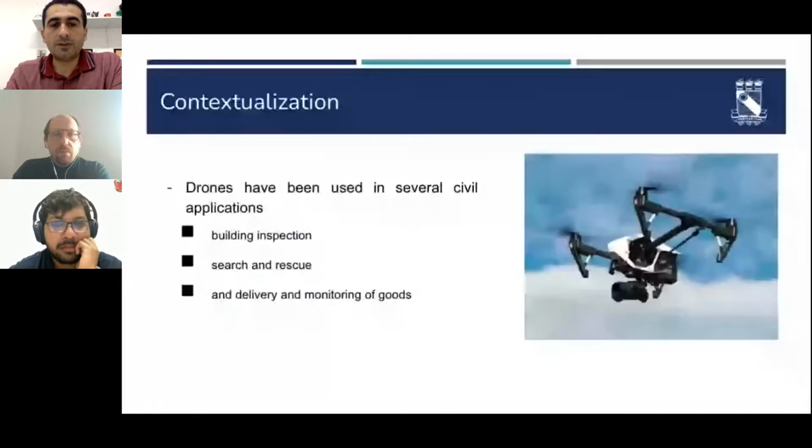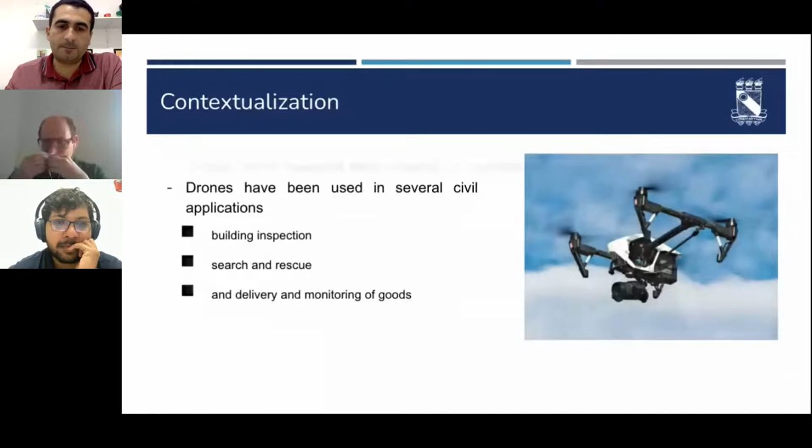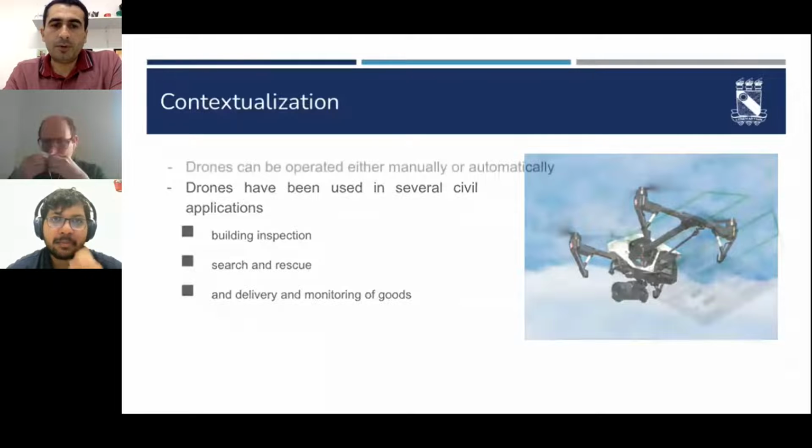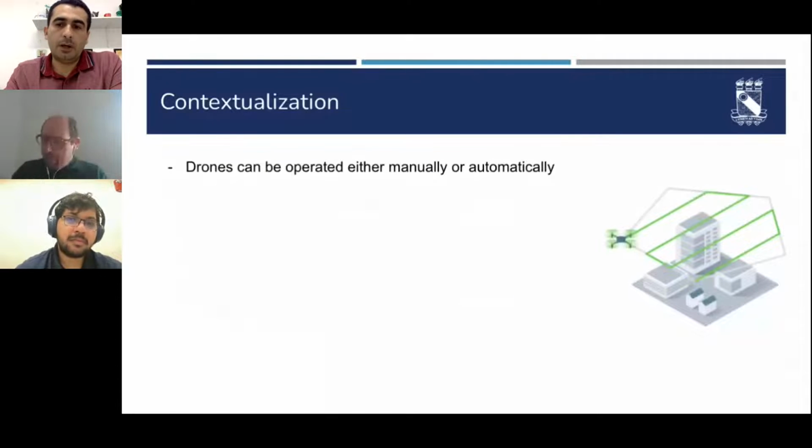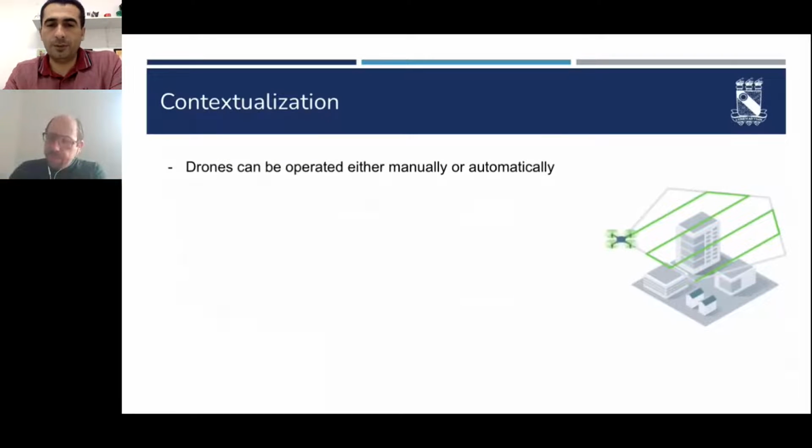Currently, drones have been used in several civil applications, although they were initially created for military purposes. We can see drones being used for building inspection, search and rescue, and also for delivery and monitoring of goods. Drones can be operated either manually, in which a human pilots the drone, or automatically, in which the drone flies autonomously, following a predefined path.